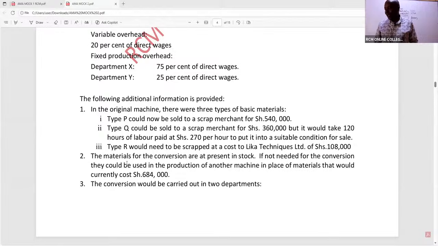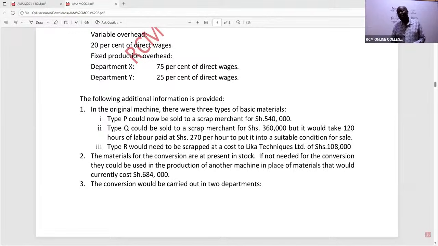Then, ladies and gentlemen, we look at number 2. The materials for the conversion are at present in stock. If not needed for the conversion, they could be used in the production of another machine in place of materials that would currently cost what here? 684,000. So there I'm seeing an opportunity cost.